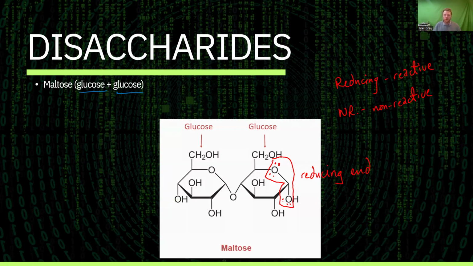Now, I'm going to draw a disaccharide of two glucose molecules where it is a non-reducing sugar. Okay, so first I've got to draw my first glucose molecule. And I'm just going to draw the six-membered ring. Got an OH right here.